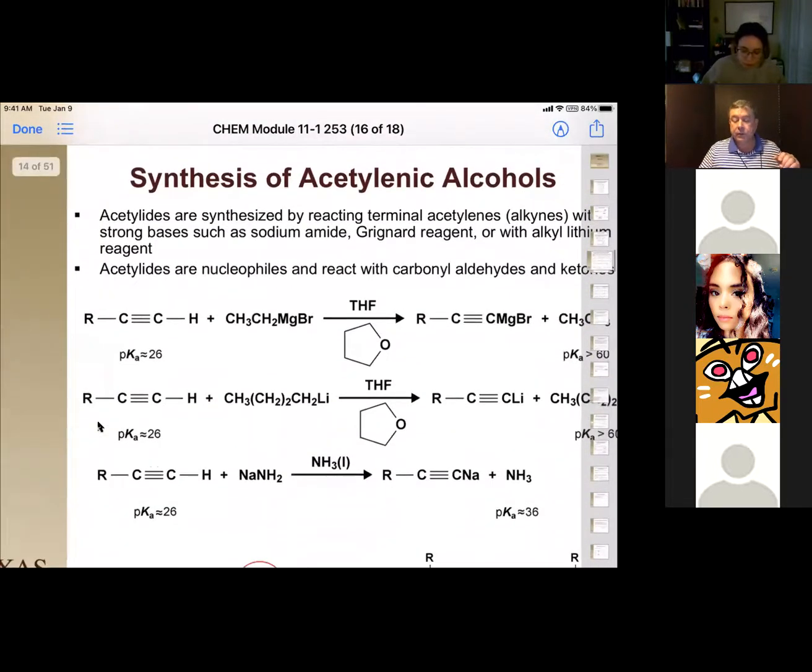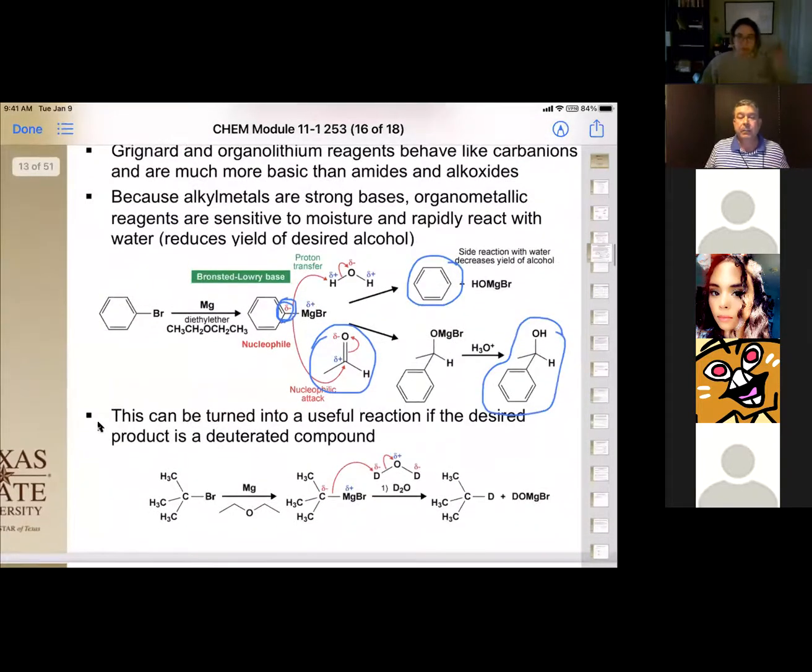All right, questions on Grignards? Basically, the Grignards and butyllithiums are making very strong bases and very good nucleophiles.